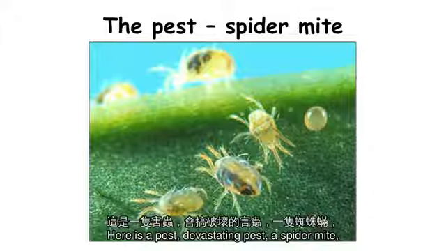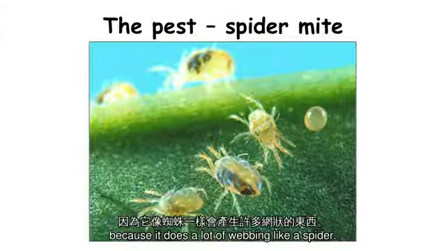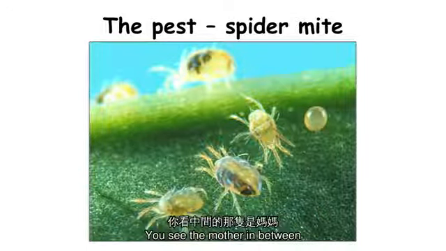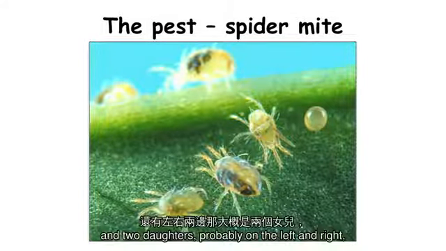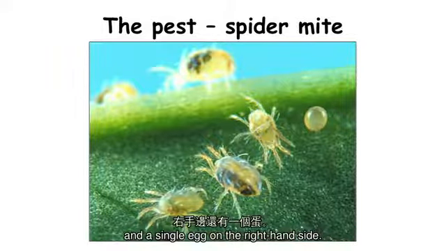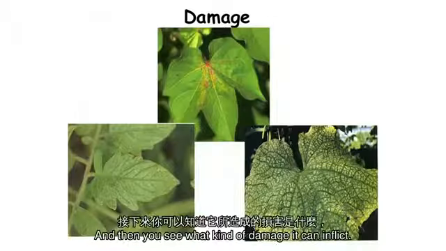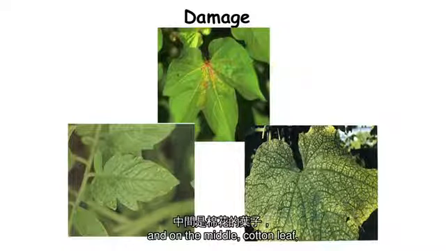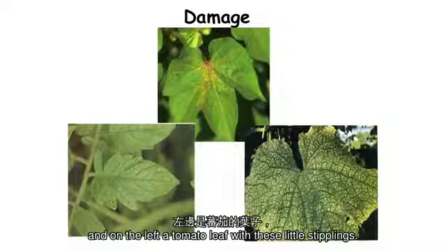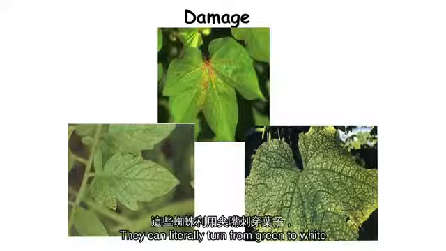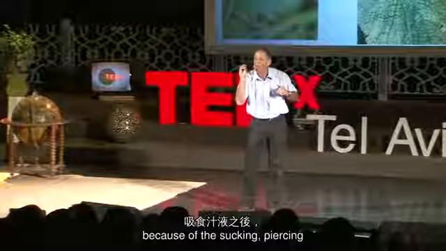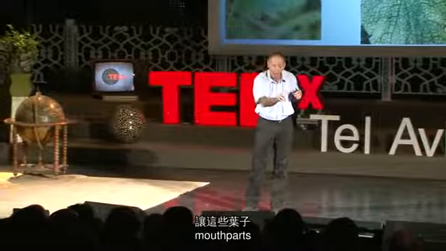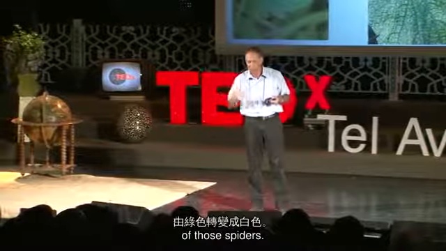Here is a pest, a devastating pest, a spider mite, called that because it has a lot of webbing, like a spider. You see the mother in between, and two daughters probably on the left and right, and a single egg on the right-hand side. And then you see what kind of damage it can inflict. On your right-hand side, you can see a cucumber leaf, in the middle a cotton leaf, and on the left a tomato leaf with this little stippling. They can literally turn from green to white because of the sucking, piercing mouth parts of those spiders.